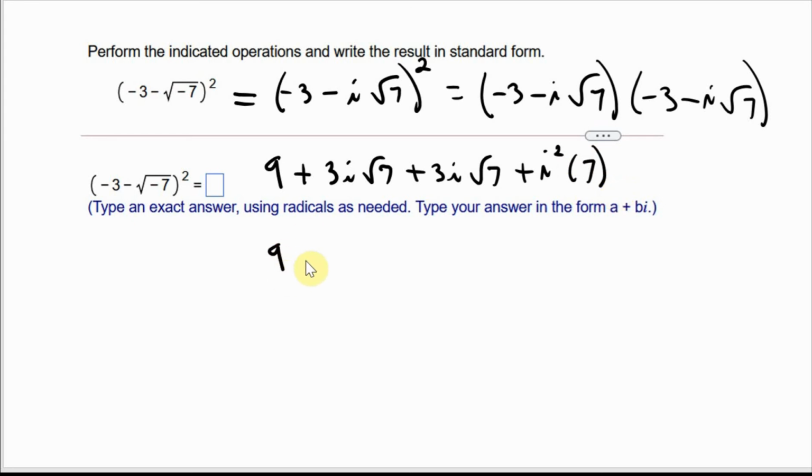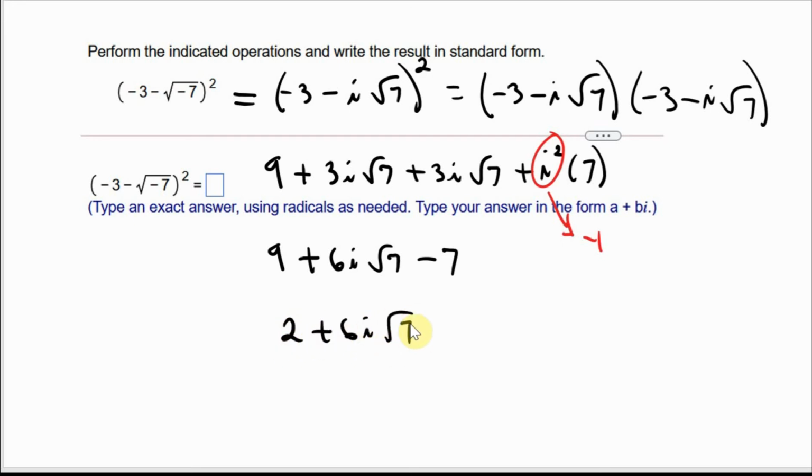So this is 9 plus 6i times the square root of 7, and that becomes minus 7 because the i squared, you remember, is negative 1. So this is 9 minus 7, like terms you combine, so we get 2 plus 6i times the square root of 7. And that's written in the standard form.